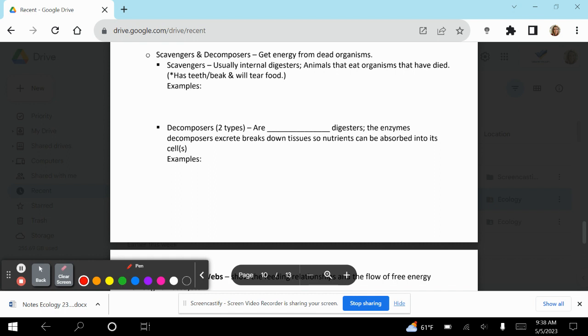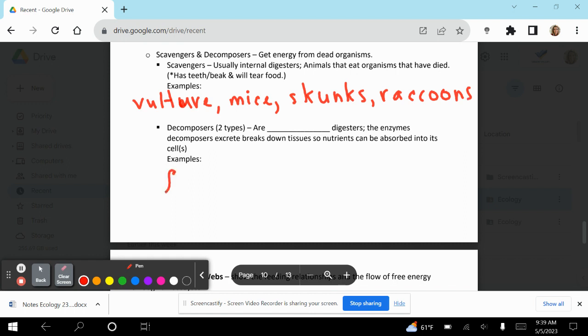So if you think of consuming dead organic material, that would be like a vulture. But even think of anything that'll dig in your trash. So mice are scavengers and they bite their food and they chew it. Same with skunks, raccoons, possums. All of those organisms would be considered scavengers versus decomposers that also are consuming dead organic molecules. Those are like your fungi and your bacteria.